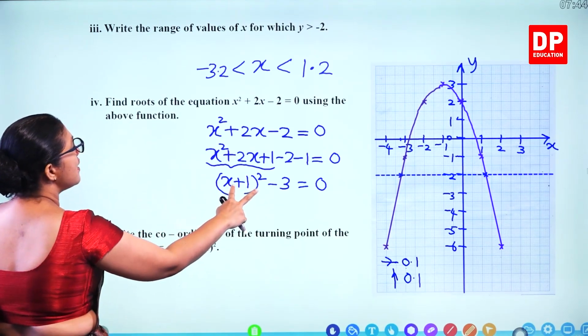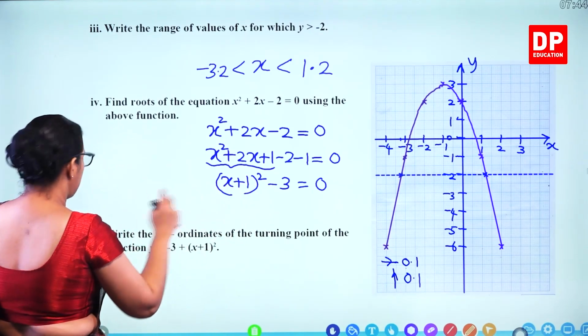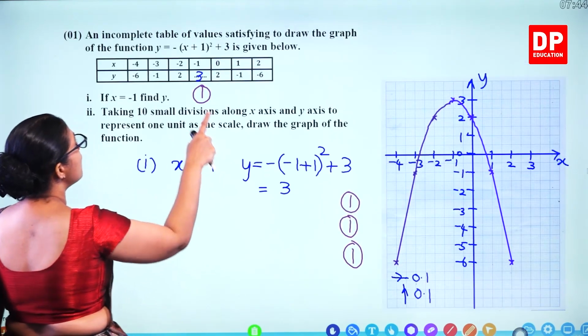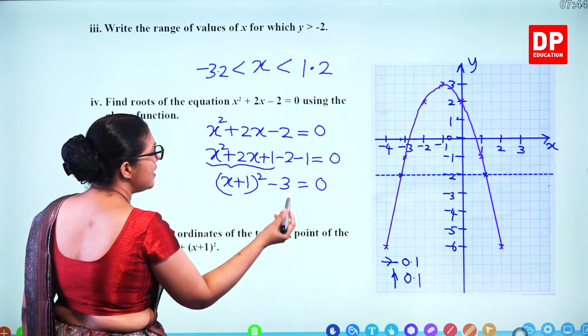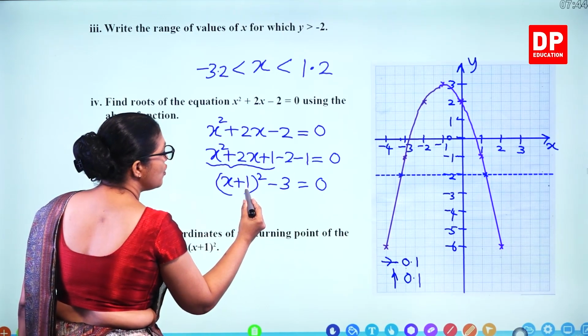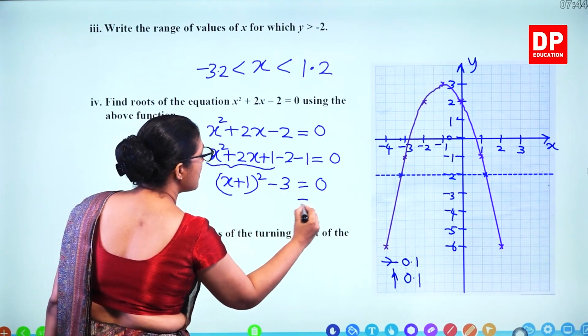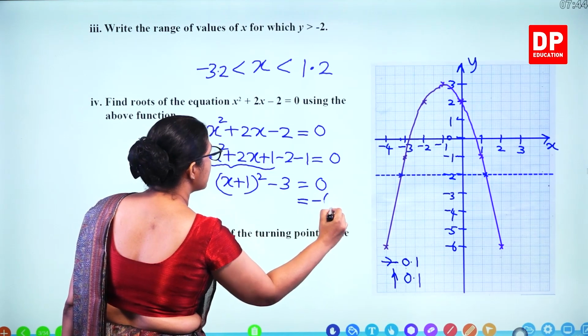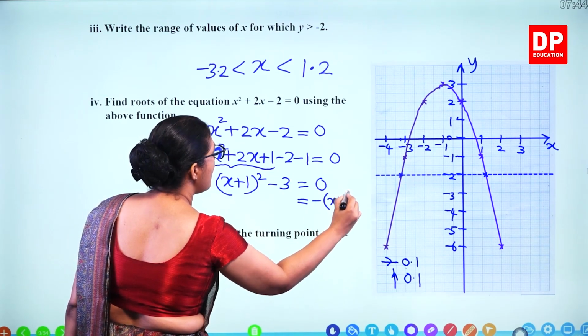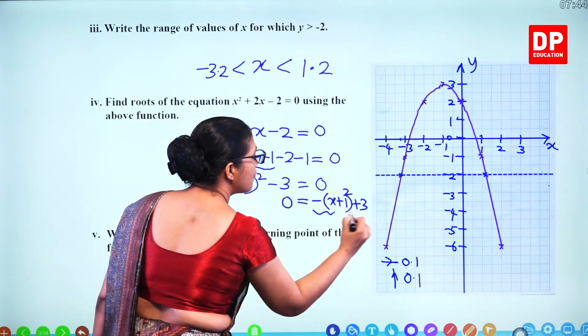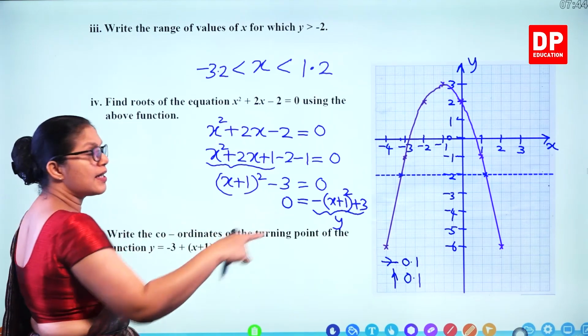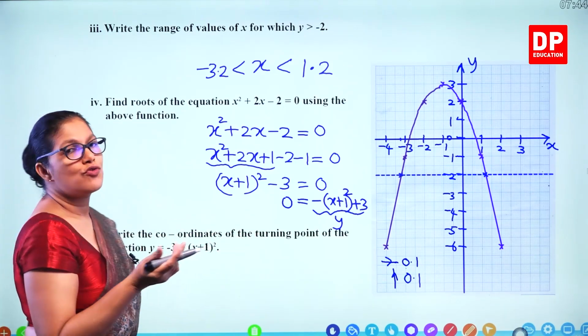Now see, this is the opposite way of the graph, minus plus. When you take it to the other side, you get the same thing. So when you take it to the other side, that means minus (x + 1) squared plus 3 equals 0. So that means same graph, the y value, that's the curve given, equals 0.